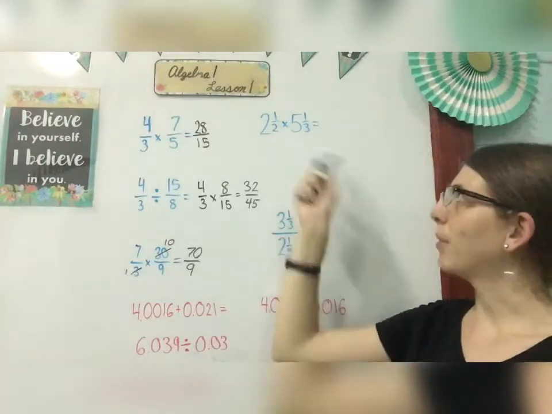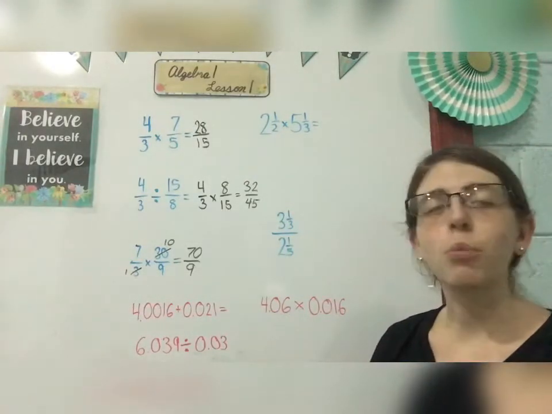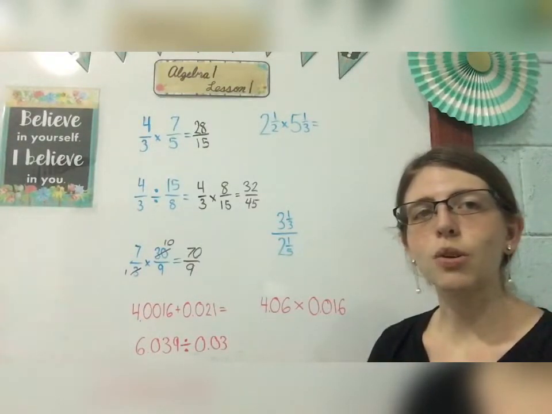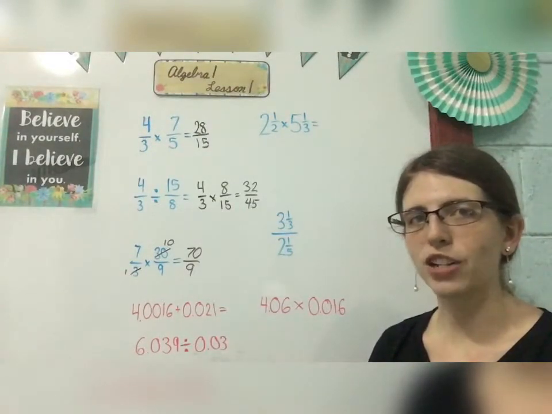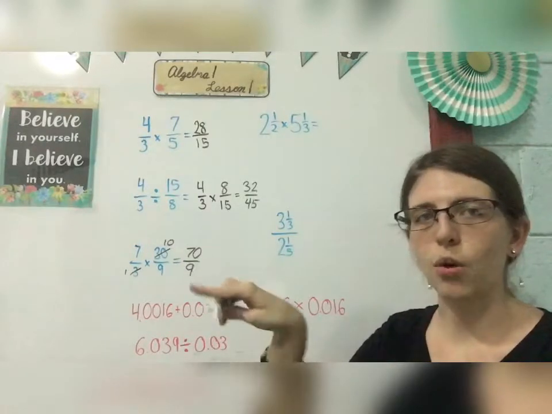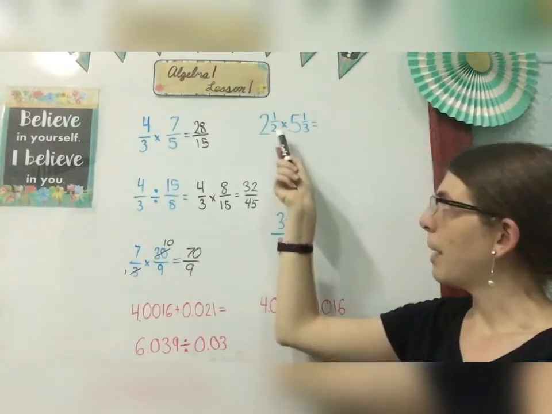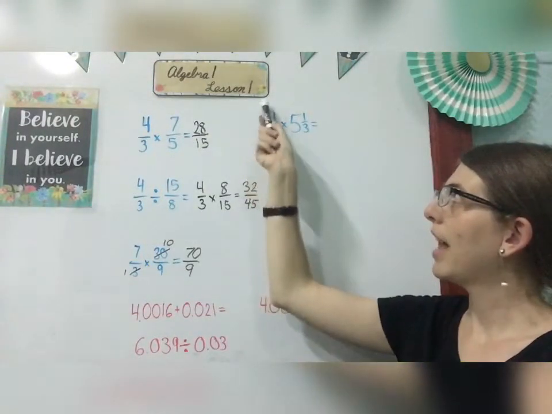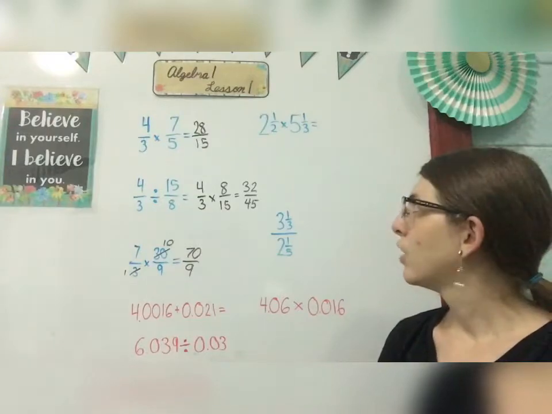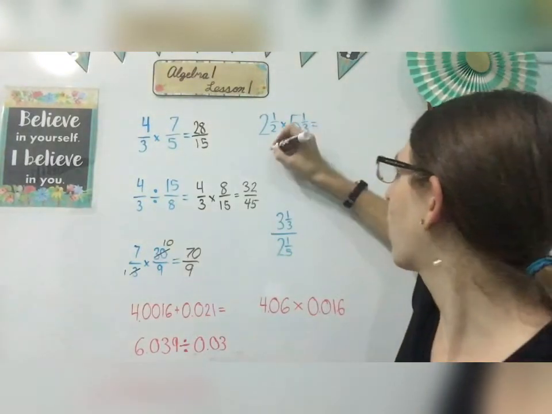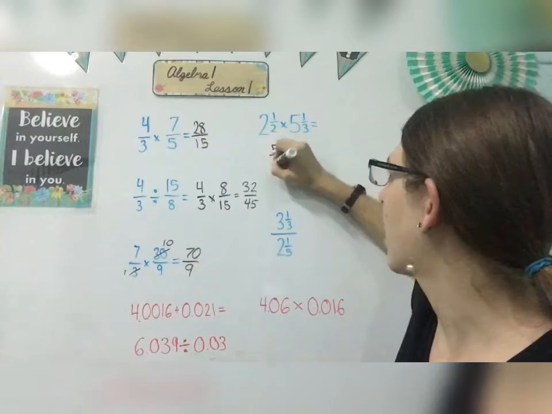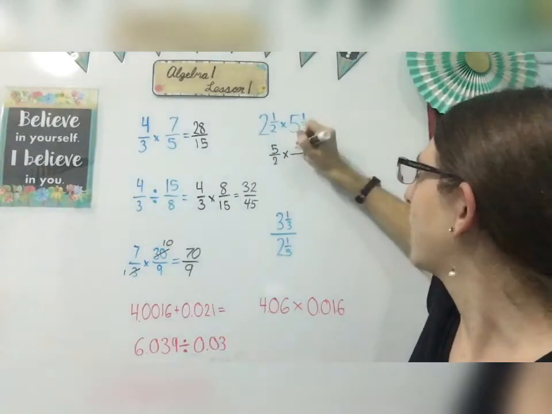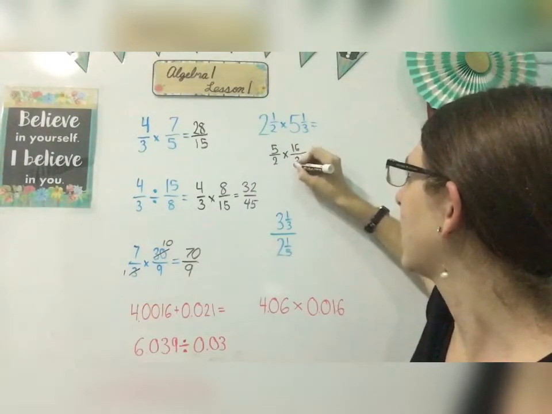Come up here to this problem. 2 1/2 times 5 1/3. Well, before you can multiply, first you have to change your mixed numbers into improper fractions. Remember how you do that. You just go in a little semicircle. Multiply 2 times 2, so multiply your denominator by your whole number. Add that to your numerator. So 2 times 2 is 4, plus 1 is 5. Keep my denominator the same. Then 3 times 5 is 15, plus 1 is 16. Keep my denominator the same.